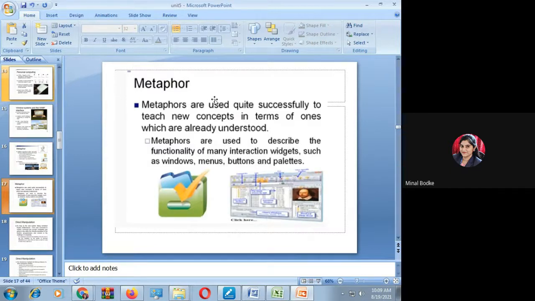And again, metaphors are used quite successfully to teach new concepts in terms of one which is already understood. So n number of interactive techniques were used in metaphor. The objects or the interface you are interacting with were more interactive, like interaction widgets such as windows, menus, buttons, and palettes.